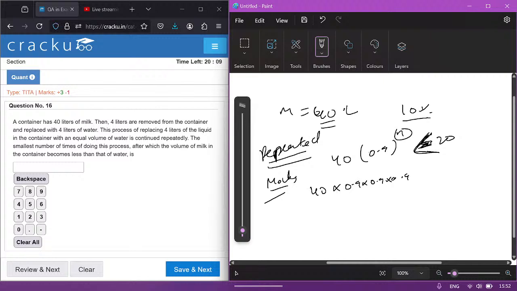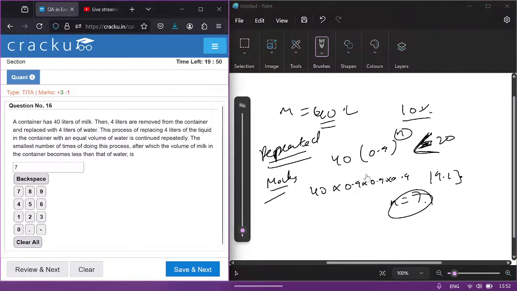Less than 20. So I'll do it one time. It is 36. Second time it is 32.4. 3, 4, 5, 6 times it is 21.2. 7 times it is 19.3. So when n is equal to 7, we get 19.3. So the answer should be 7.